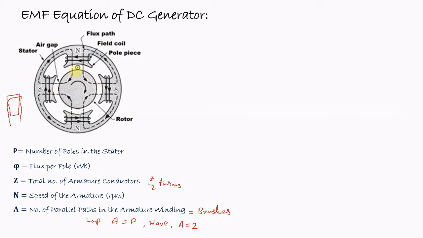So therefore, if there is P number of poles, for one complete rotation the conductor will pass under P number of poles, and the flux of each pole is considered as phi. So when this conductor makes one complete 360-degree rotation, it passes under P number of poles, and the flux from each pole is phi.